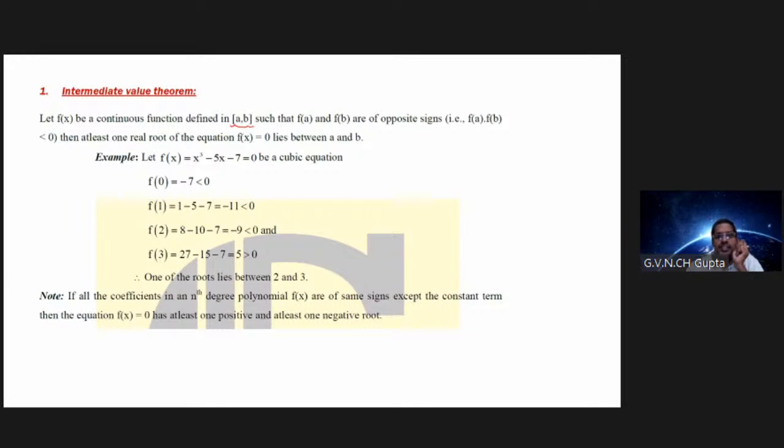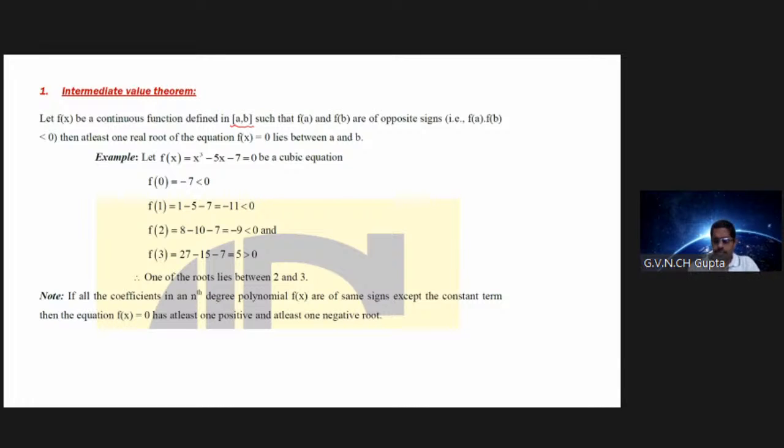Such a function having two conditions, f of a and f of b, are of opposite signs. What does it mean? Opposite signs means if f of a is less than 0, then f of b must be greater than 0. If f of a is greater than 0, then f of b is less than 0. Once again, I am repeating. So that means the product of f of a and f of b is less than 0. Then the equation f of x is equal to 0 has at least one root lying between a and b.